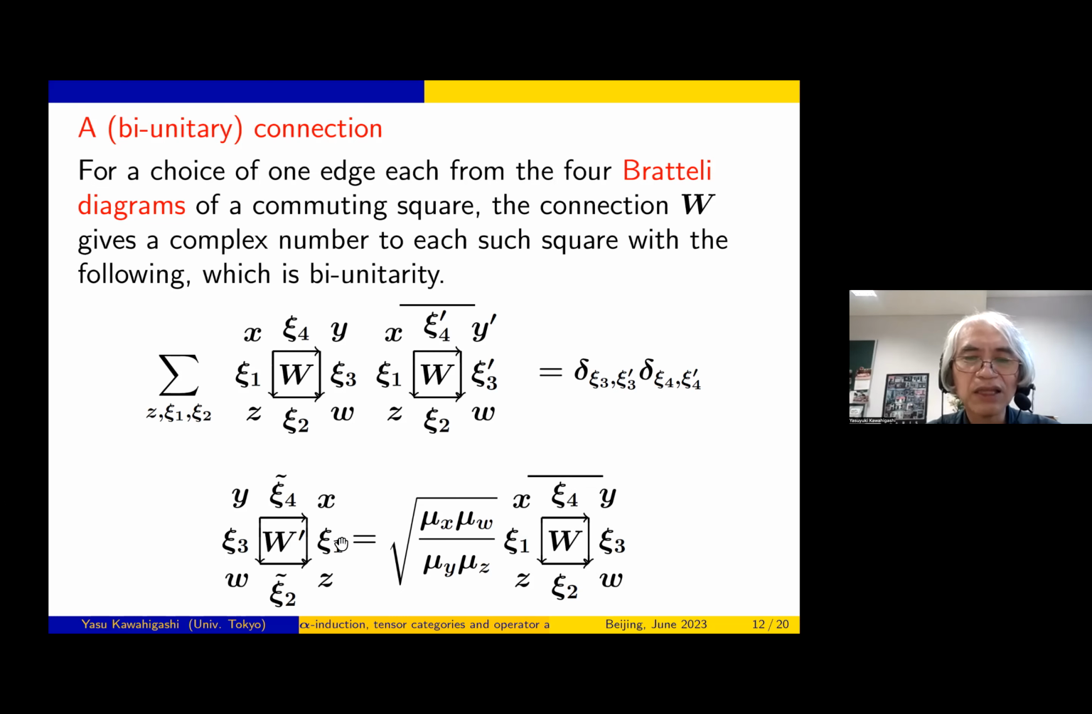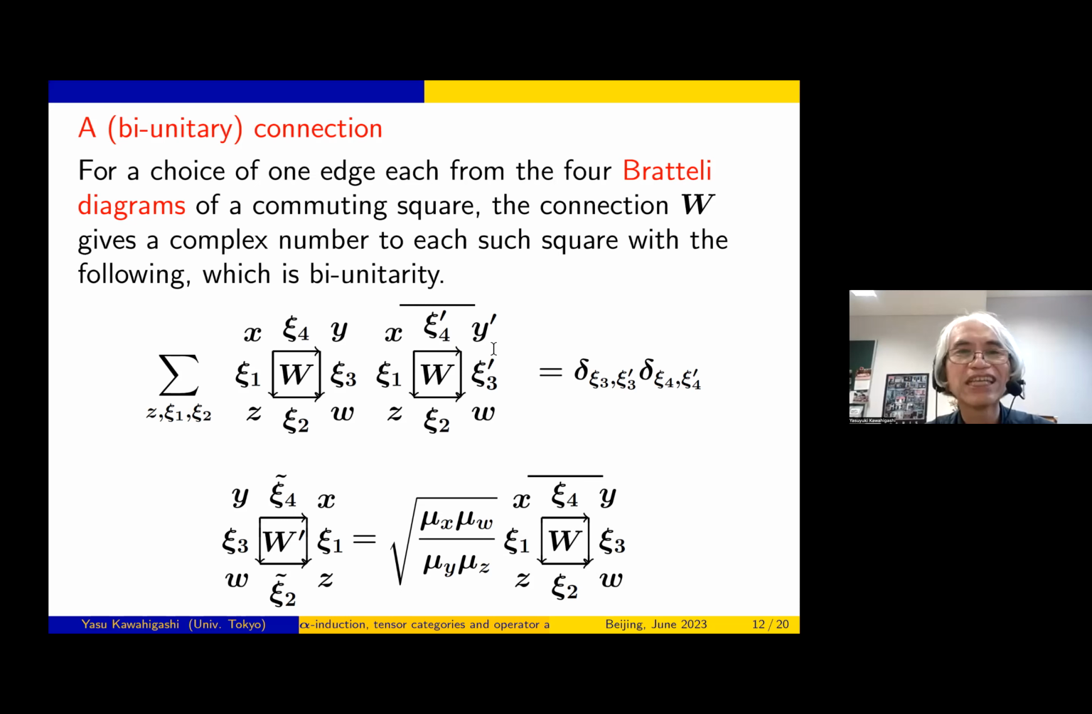This is another unitarity. So after this horizontal reflection, we also have unitarity for this W prime. So we have unitarity for W and another unitarity for W prime, and they together give biunitarity. And then in abstract setting, we have an assignment of a complex number to each square satisfying these 2 axioms. Such an assignment is called a biunitary connection. And this name connection comes from an analogy to differential geometry. So this connection is a kind of discrete analog of a usual connection in differential geometry. So we use this name connection.